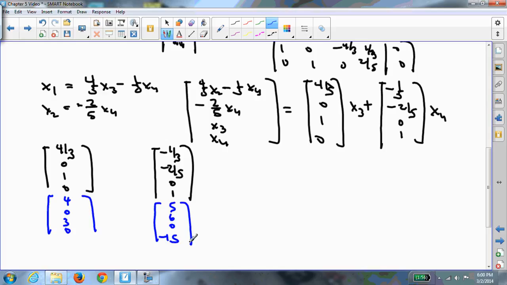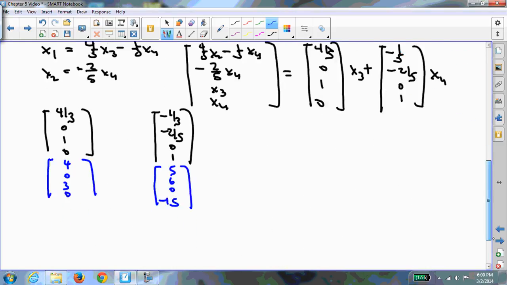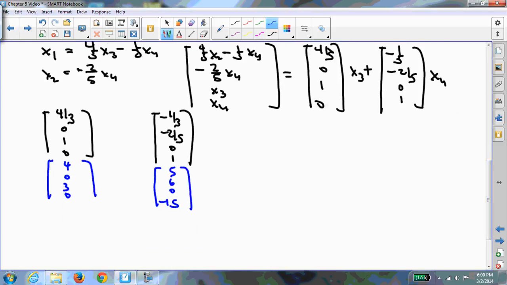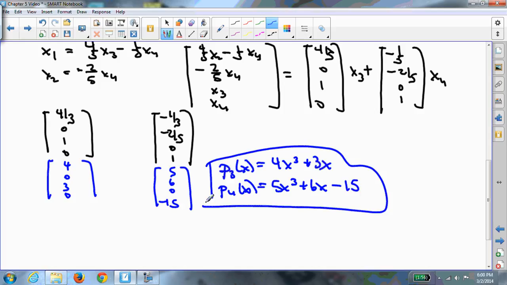But one last thing, those aren't my final answers, because if you recall, my original vectors way up here were polynomials, and I just turned it into a matrix of coefficients to make it easy to work with. So my final vectors I need to make sure are still polynomials. So my final answers are actually p3 of x equals 4x cubed plus 3x, and p4 of x equals 5x cubed plus 6x minus 15. So make sure your vectors are all consistent in their forms. The whole idea of rewriting it as a column vector is basically so you can do things like RREF to help solve it.